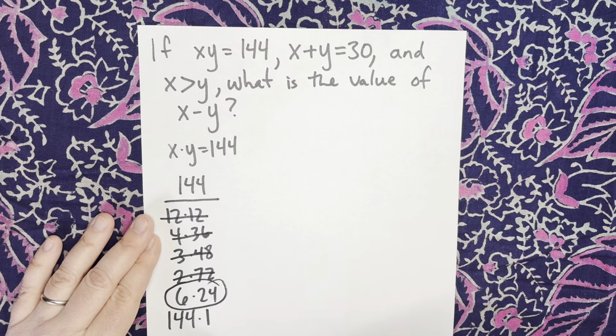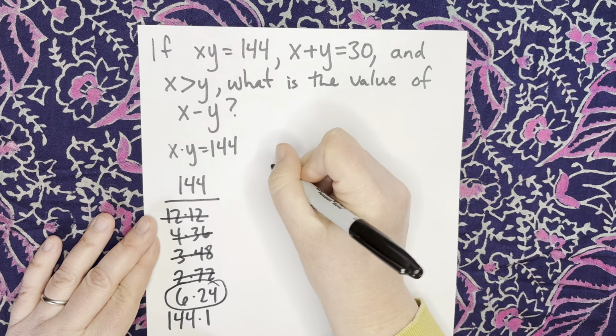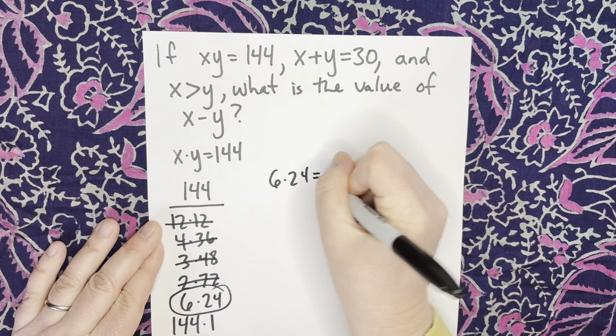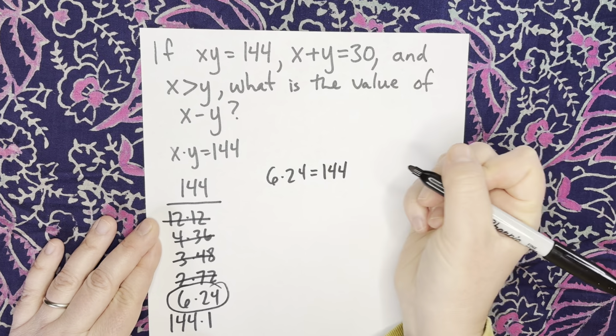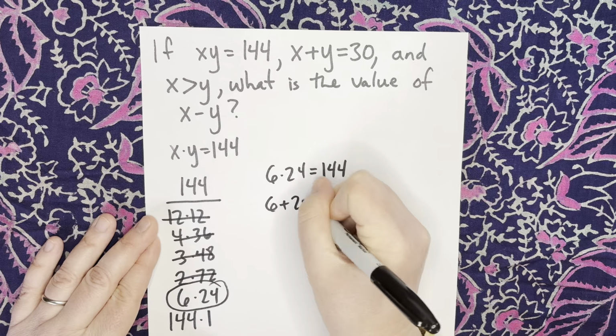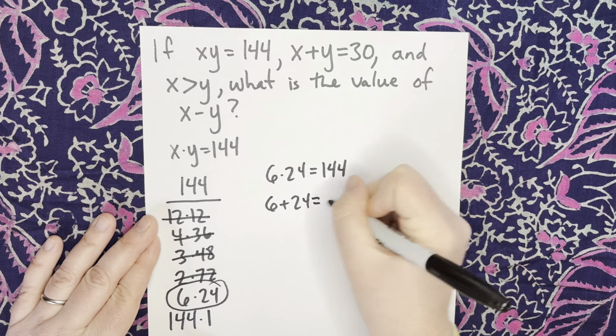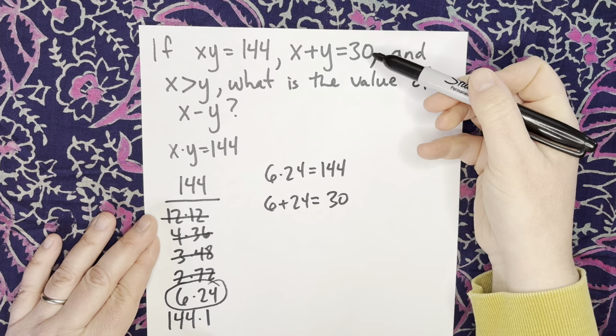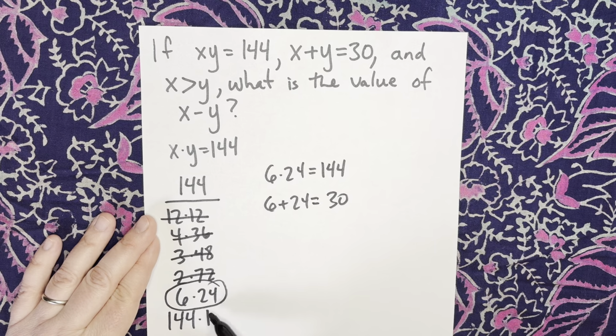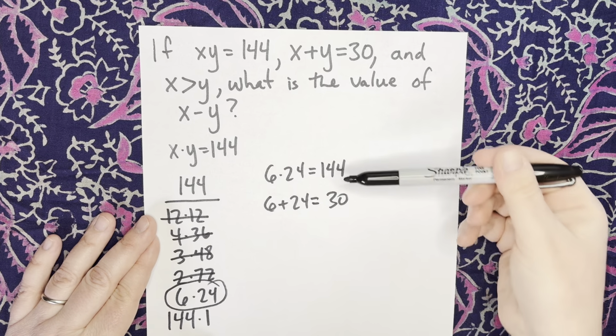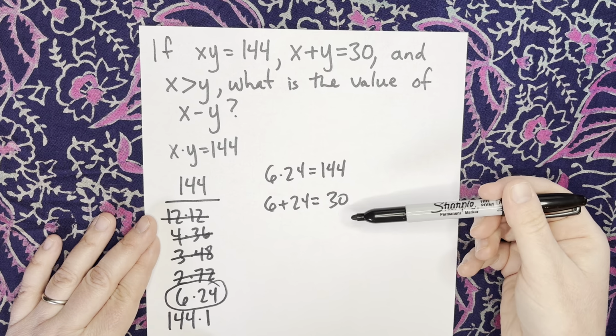So I'm thinking about this. Let's see if it matches both of our criteria. 6 times 24 is 144. That's true. 6 plus 24 is 30. So that meets the criteria for our second equation. So these two values make both of our equations true.